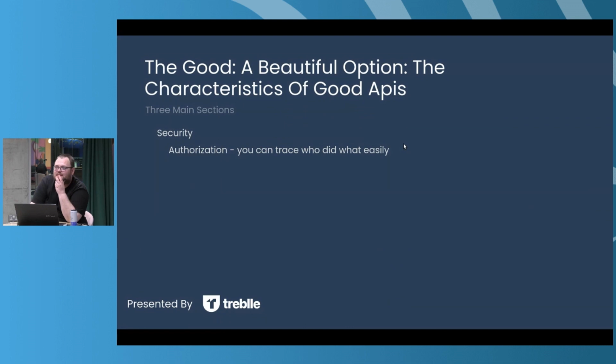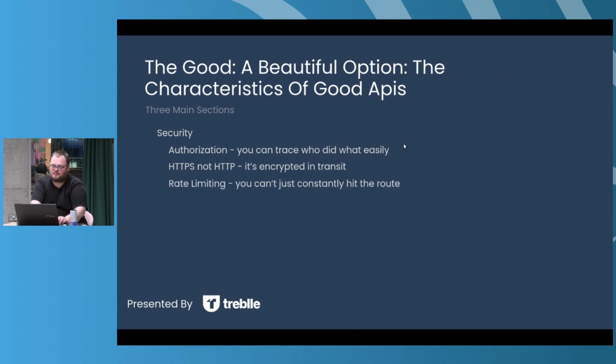Authorization. How many people have seen APIs with no authorization whatsoever? I have, including PII data like credit card details. HTTPS, I mean, these days you can produce a certificate for free in about 30 seconds. Just use HTTPS, it makes it encrypted in transit, it really helps. Rate limiting stops you constantly hitting the root, and it also stops somebody constantly hitting the root and crashing your service.